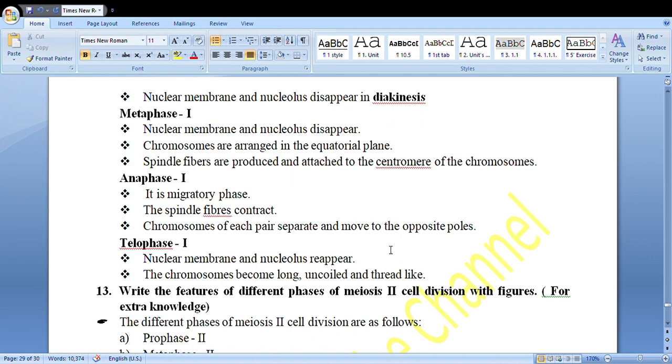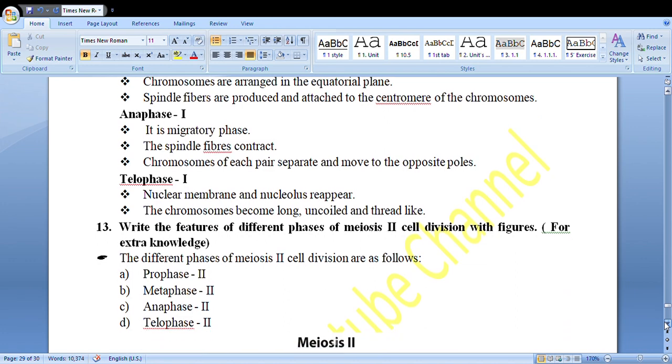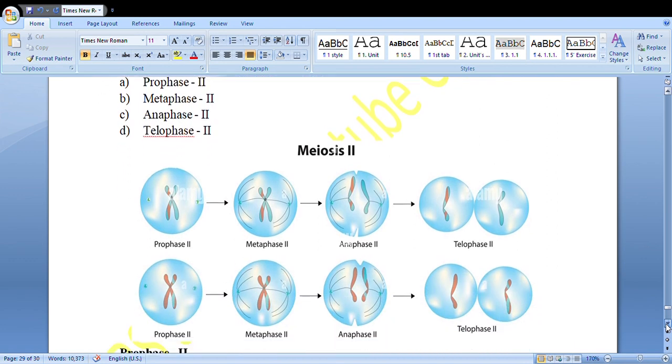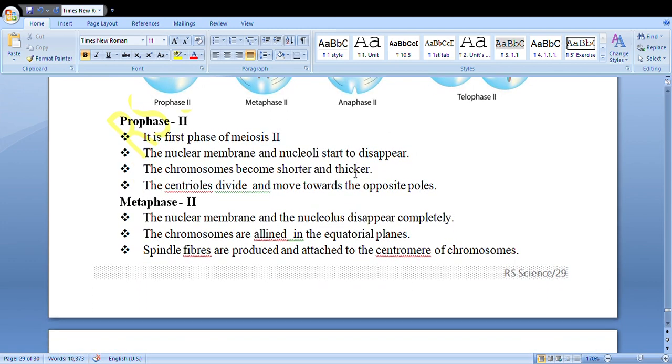Anaphase 1 has the following characteristics. Telophase 1 has the following characteristics. Write the features of different phases of meiosis cell division with figures. This is also for extra knowledge. It's also not given in detail in the curriculum. These are the different phases of meiosis 2: prophase 2, metaphase 2, anaphase 2, telophase 2. This is the figure. Prophase 2 has the following characteristics.